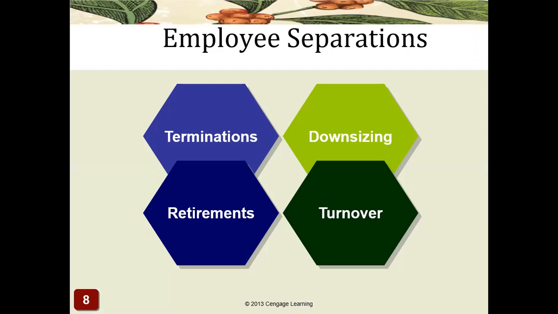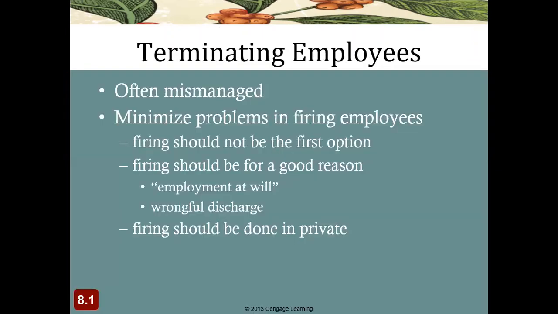Then at some point, somebody might need to leave the company. So there's employee separation: termination, downsizing, turnover, retirement. There are four different ways that you can actually leave the company. In terms of termination, the argument is that it's often mismanaged, but the role is to minimize the problem in firing the employees. Think of it as a way to make sure that at the very least, this person can come back if they want. Firing should be done in private.